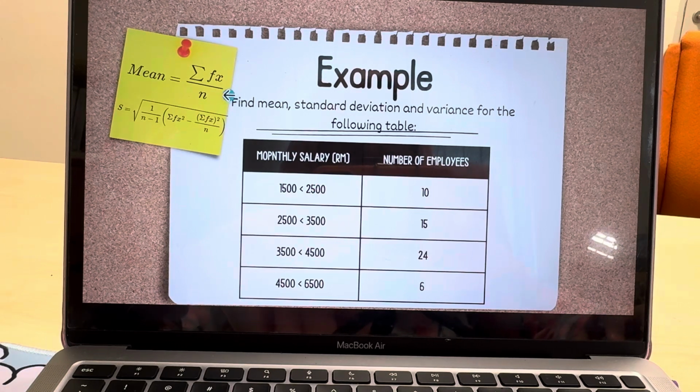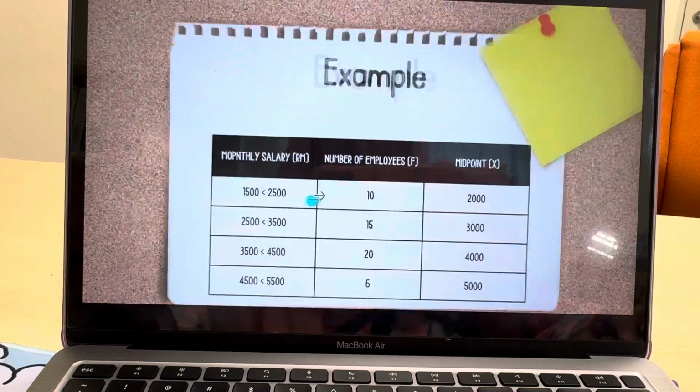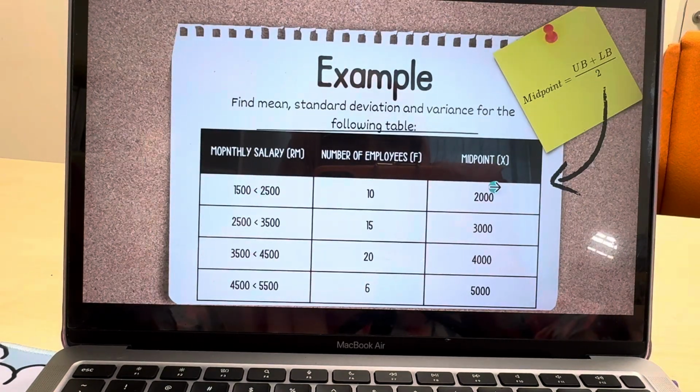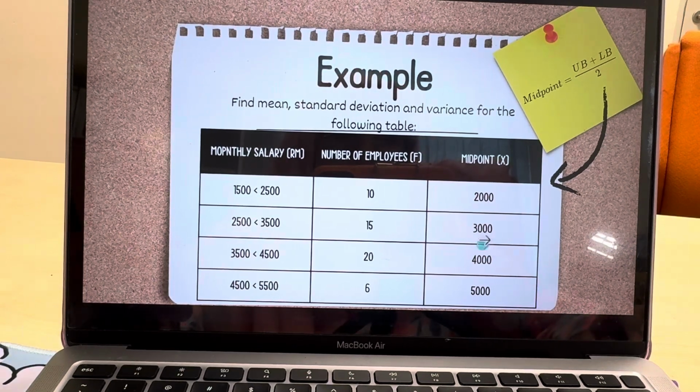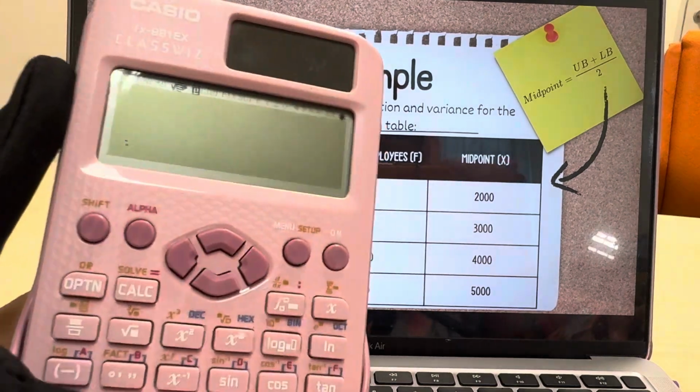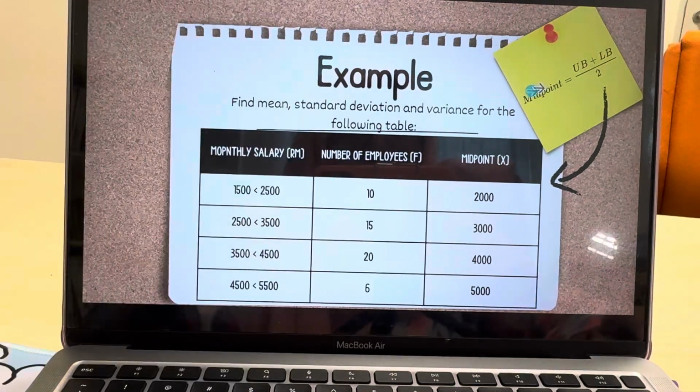However, in order to find the mean using this formula, we cannot use this as x. So to solve it, you must get the midpoint. The midpoint for this monthly salary is going to be the x now, so that we can calculate the mean. However, how to find the midpoint? The formula is upper boundary plus lower boundary divided by 2, or the middle value between 1,500 and 2,500. Okay, very easy to get. It's either lower boundary or upper boundary first, the same thing.